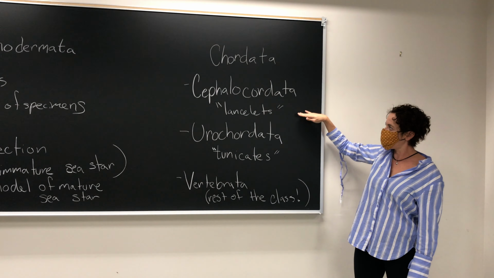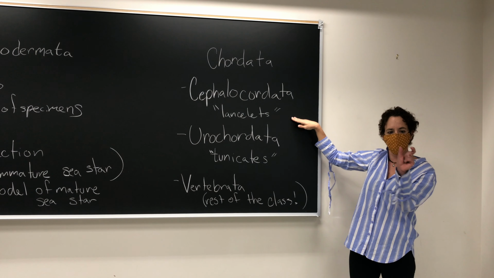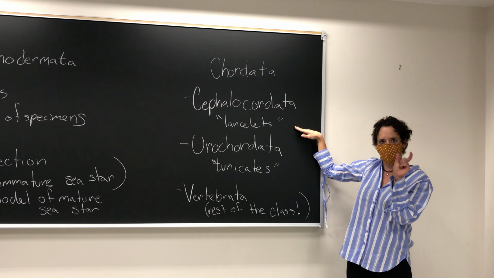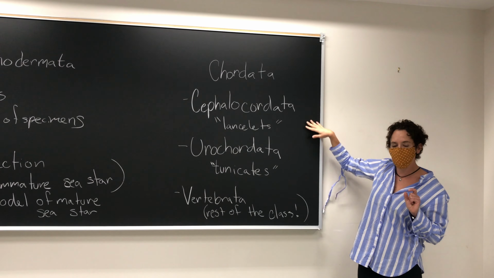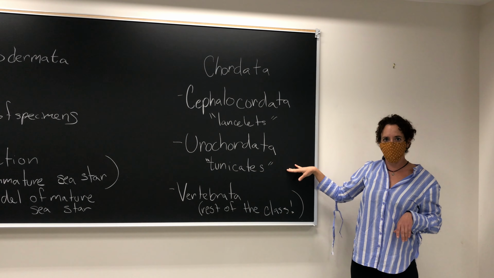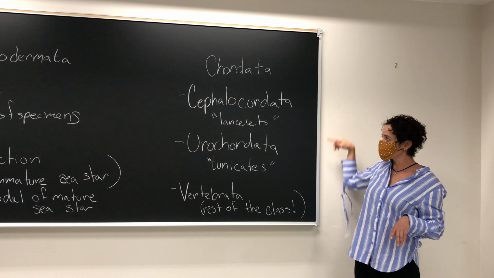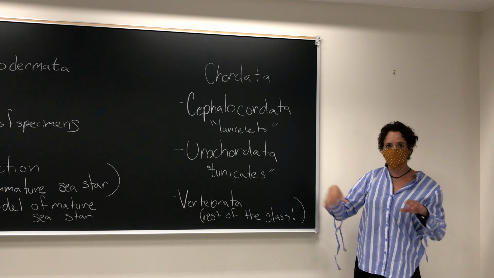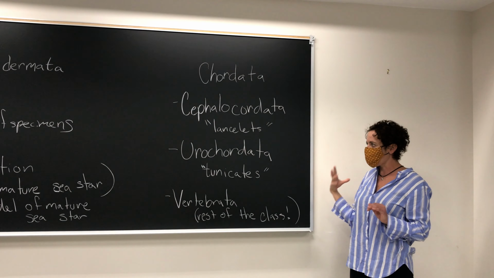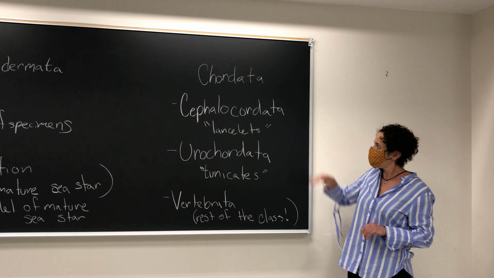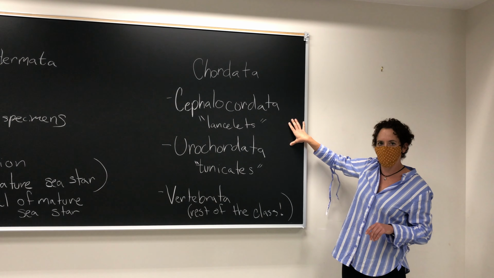We have both slides and specimens of these little tiny guys called lancelets. They almost look like little mini fishes, but they're different. And then the tunicates. Tunicate larvae look a lot like lancelets, but during development they become sessile, and they actually look really, really different from the rest of the chordates. And so these are the only two groups we're going to look at.